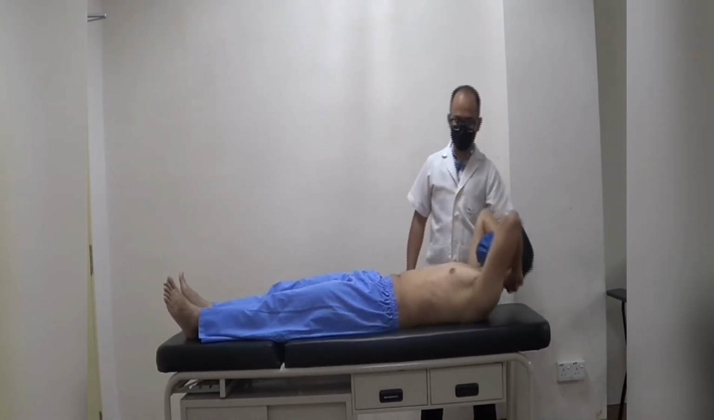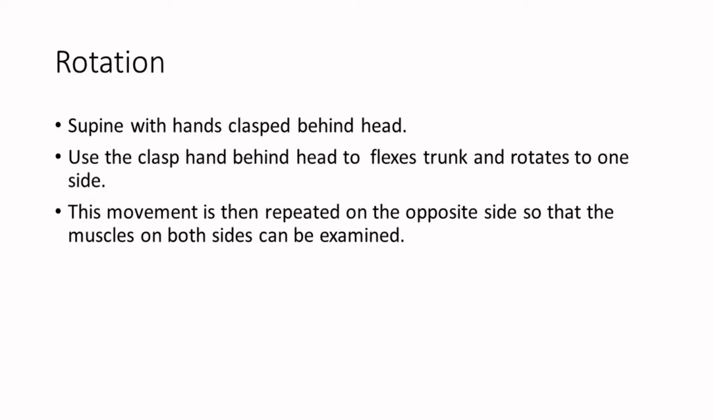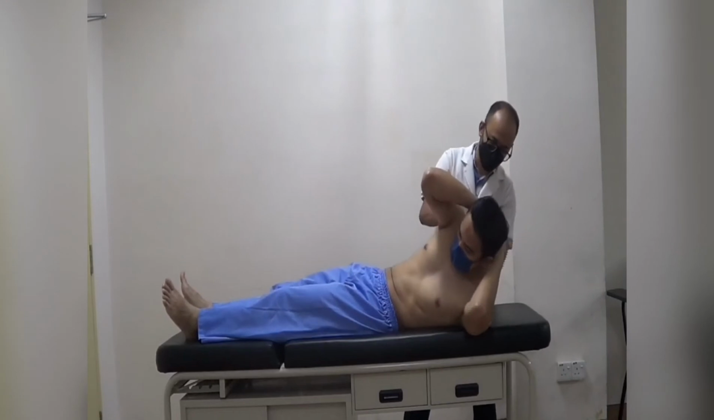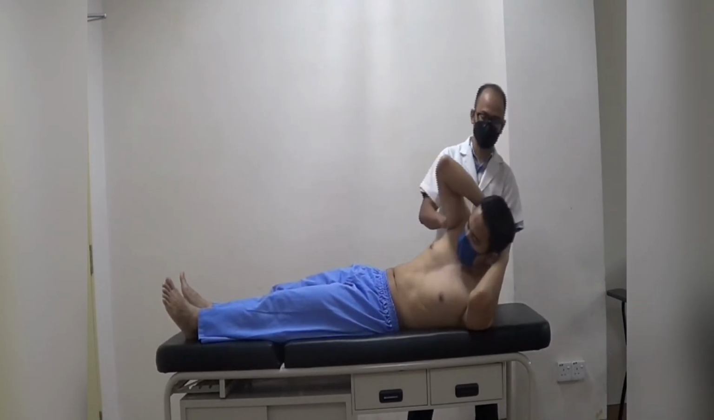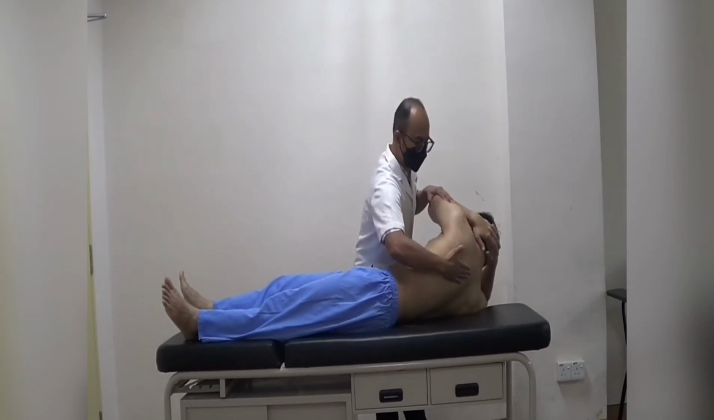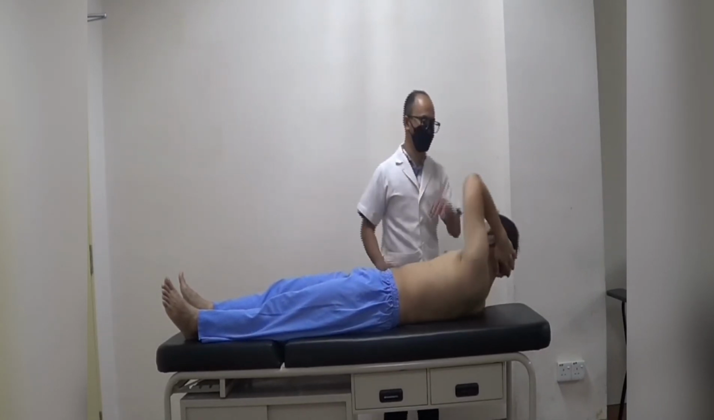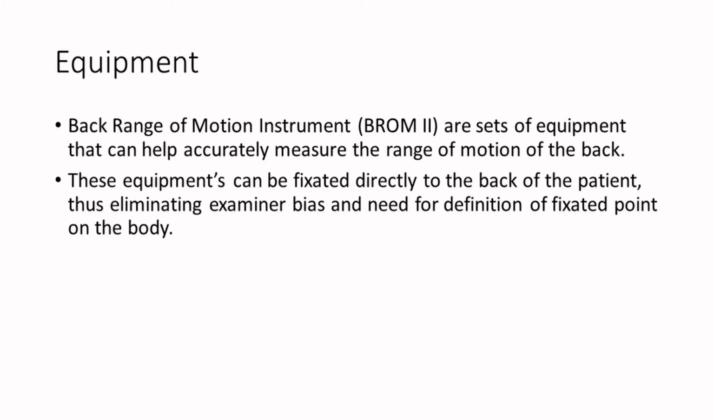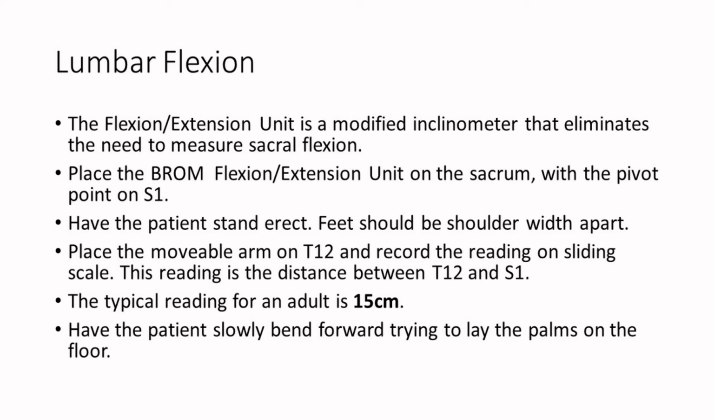Rotation. Patient is supine with hands clasped behind head. Use the clasped hands behind head to flex trunk and rotate to one side. This movement is then repeated on the opposite side so that the muscle on both sides can be examined. Next, functional tests for range of movement. Further provocative tests and maneuvers may be carried out to determine normal or abnormal spinal movement and function.